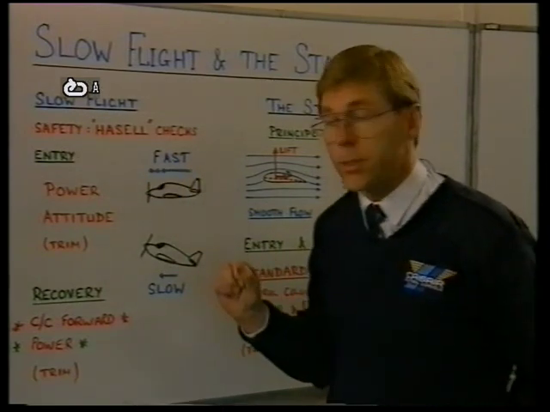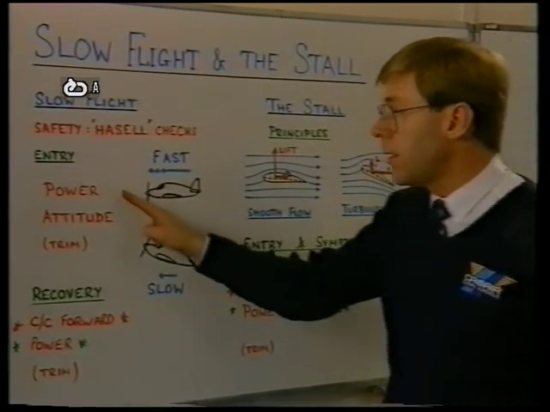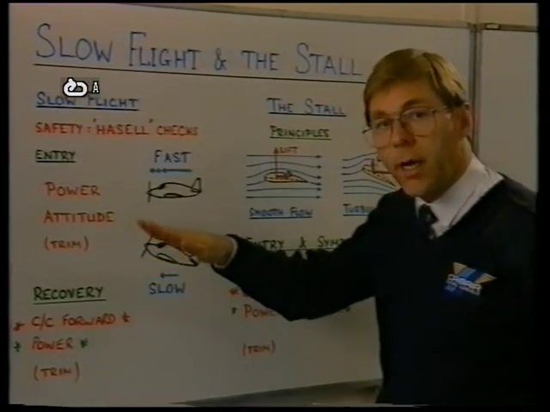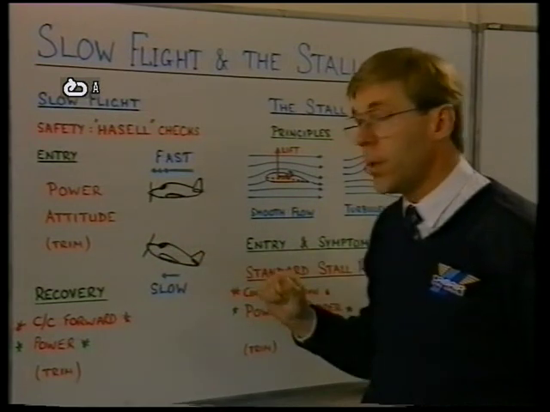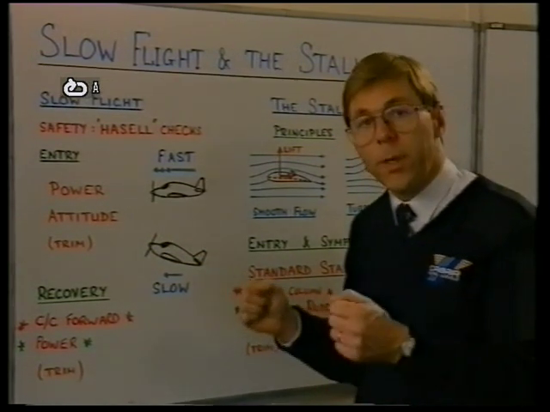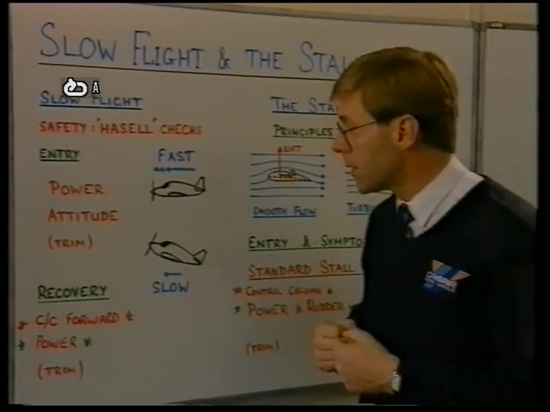Assuming we have done those checks and we're happy with them, we go for slow flight. We close the throttle, and as the airspeed reduces, we find we have to select a higher and higher nose attitude in order to maintain level flight. We may notice a stall warning horn, buffet, and also a sloppiness of controls.